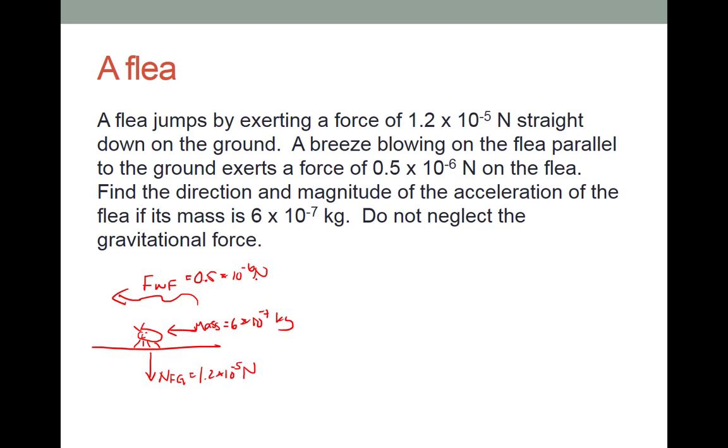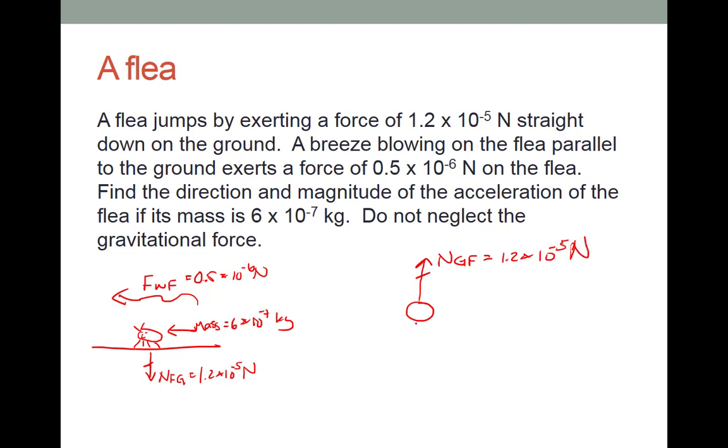So from my picture, I'm now going to put that all onto a free body diagram, because what I want to know is what's going on with the flea. I've only got one object in this scenario. So we have the normal from the ground on the flea. The force from the flea on the ground and the ground on the flea, that's a third law force pair. So I can use the same magnitude there, 1.2 times 10 to the minus 5 newtons.